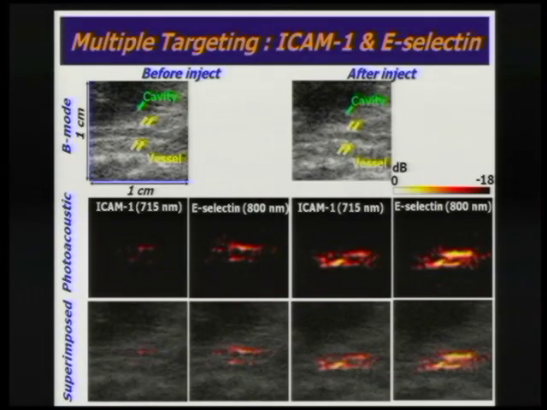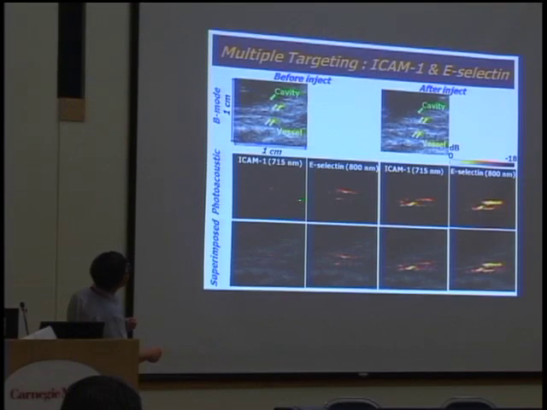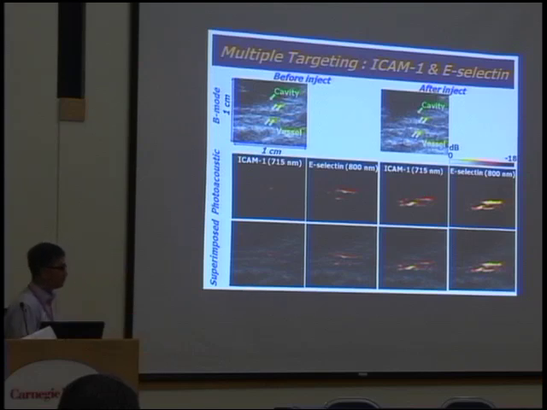And then we also did the cocktail of the two particles at different wavelengths targeted at different biomarkers. This is before injection, and this is after injection. As you can see, the increase between this and that, and this and that, tells us that there are ICAM1 and E-selectin overexpression in this blood vessel where it was injured.